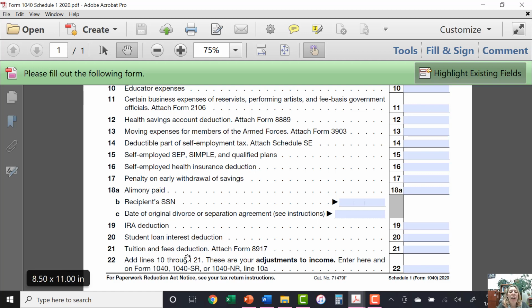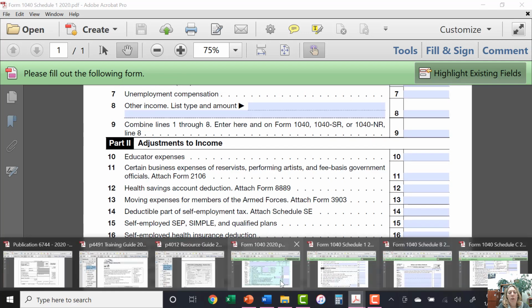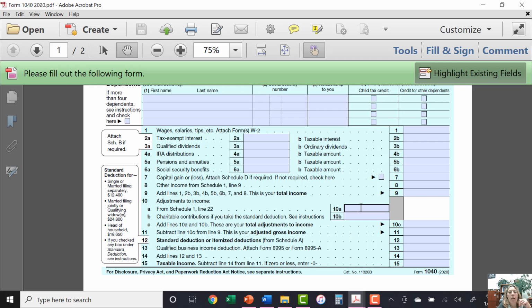Okay, and then we also have the tuition and fees deduction. The credit's better, so I don't like to use the deduction unless I absolutely have to. But these are our deductions, okay? So we total them up and then we put them over here into the 1040 on line 10A. If there's cash contributions up to a max of 300, goes here. And then for our total adjustments, we take line 9 minus line 10C, and that's our AGI. So that's my spiel on income, Schedule C, and adjustments.